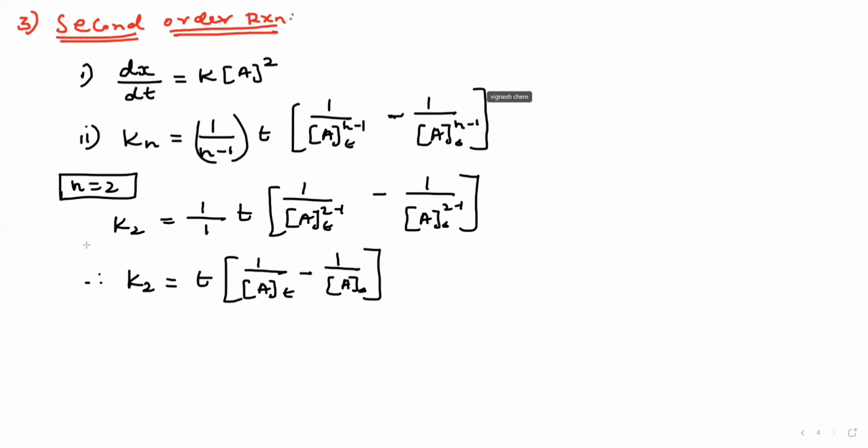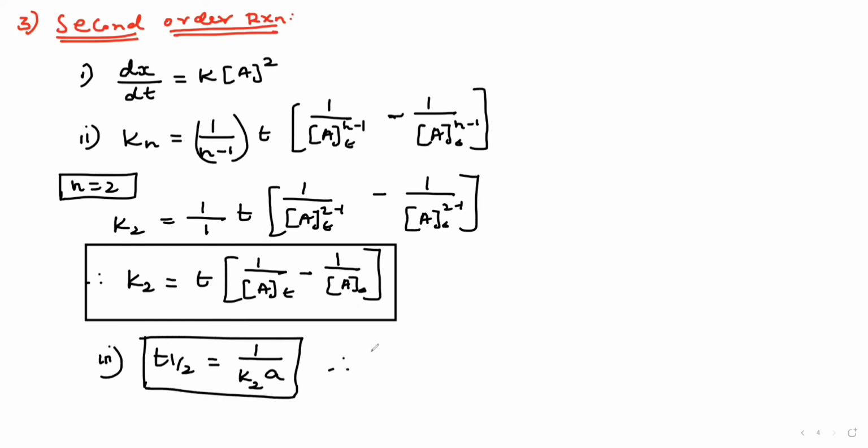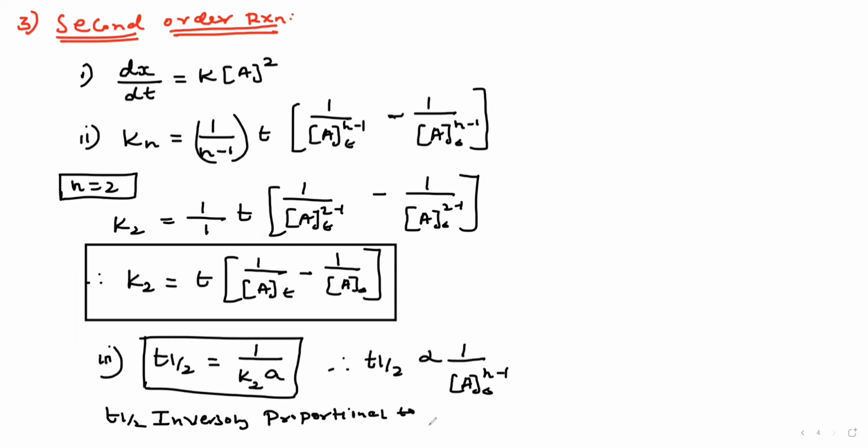Very important, please note. What is the t½ equation? Simple, right? Similarly, the t½ for the second order is equal to 1 by K2A. We know t½ is proportional to 1 by A0 power n minus 1, and we put n as 2. Therefore, t½ is inversely proportional to concentration. This question is asked in the exam.